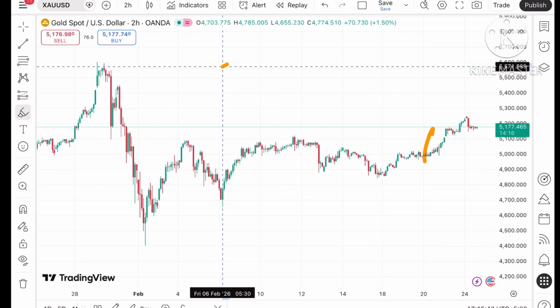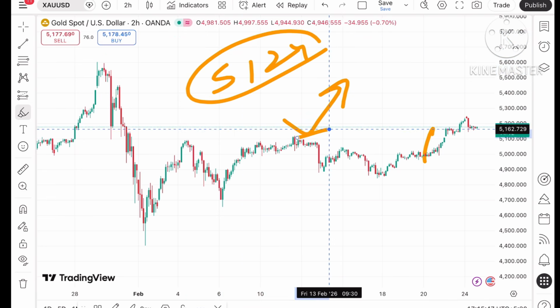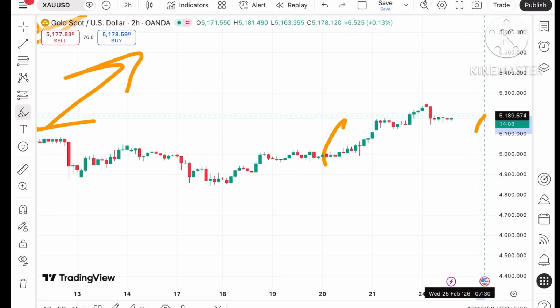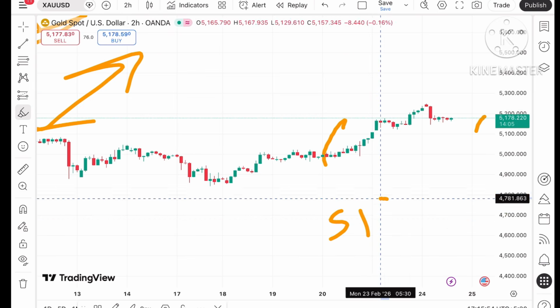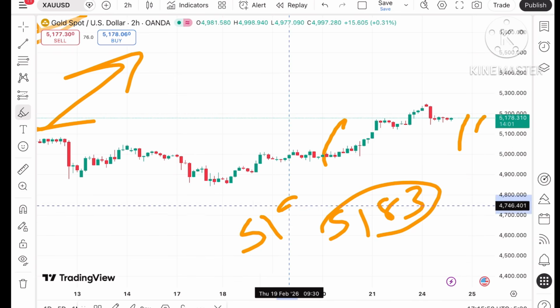Coming back to the 2-hour chart, 5124 is a strong level. From there a bounce back can be seen. So remember, 5124 is a strong level. If the price keeps moving up from this level, it can move towards $5183, and if that is sustained, a probability of going towards 5191 is there.